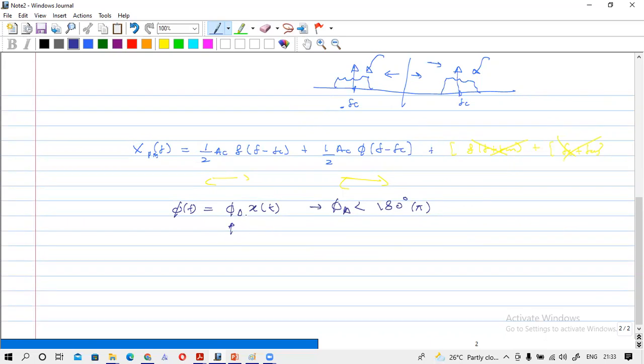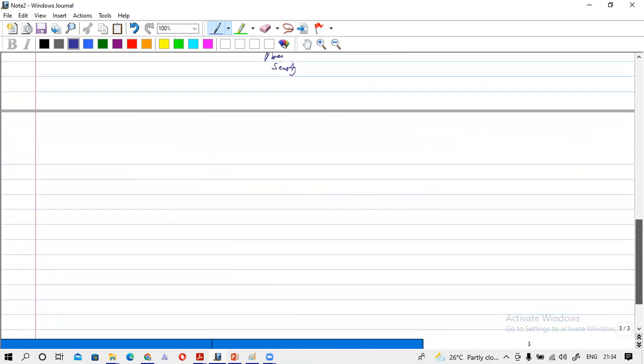I think you can remember that this phase deviation is equal to Kp, the phase sensitivity, into Am. Am is the modulating signal, the message signal amplitude. If you consider this phase deviation, the amplitude of the message signal is already there. So we have to get the normalized message signal. That means our real message signal should be divided by its maximum amplitude, so we will get the normalized message signal. We have discussed these several times.